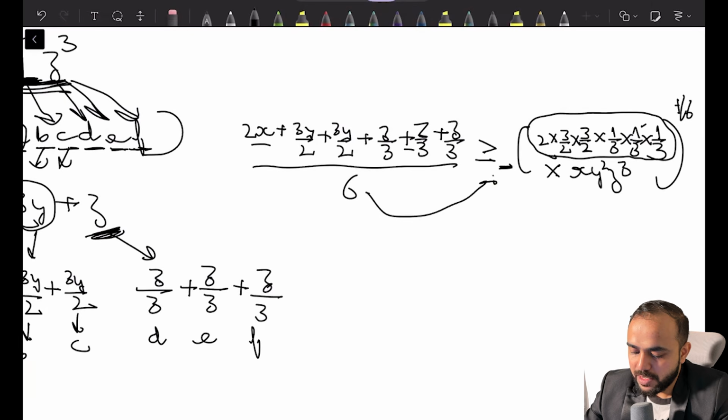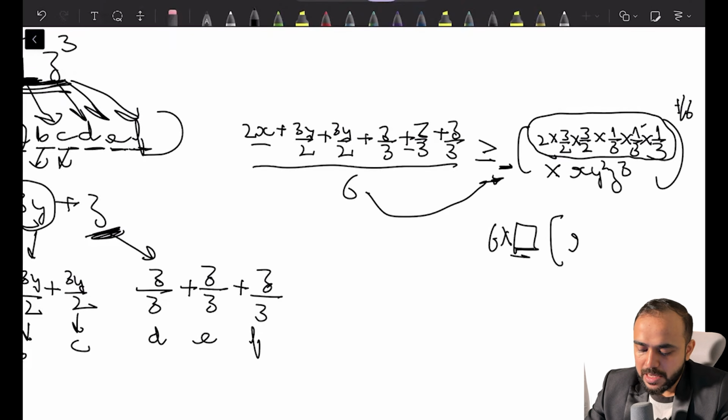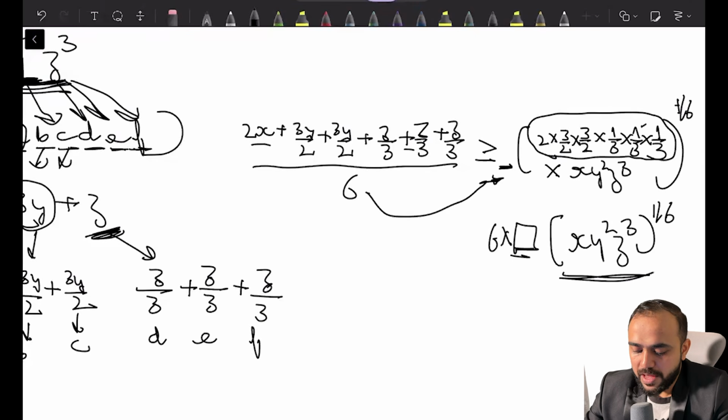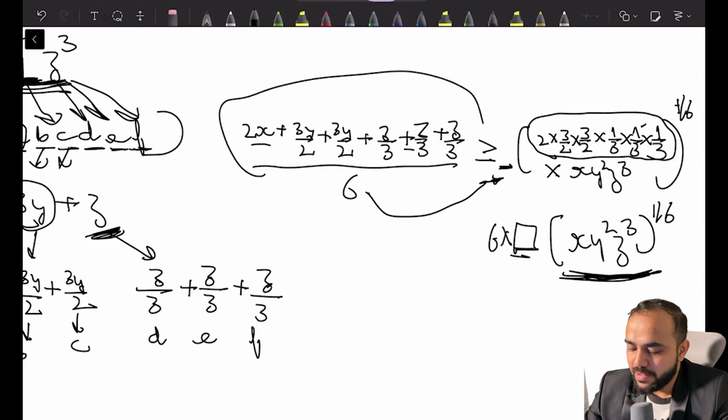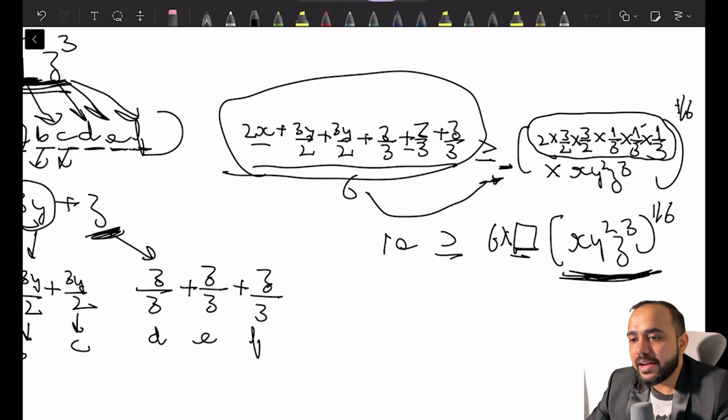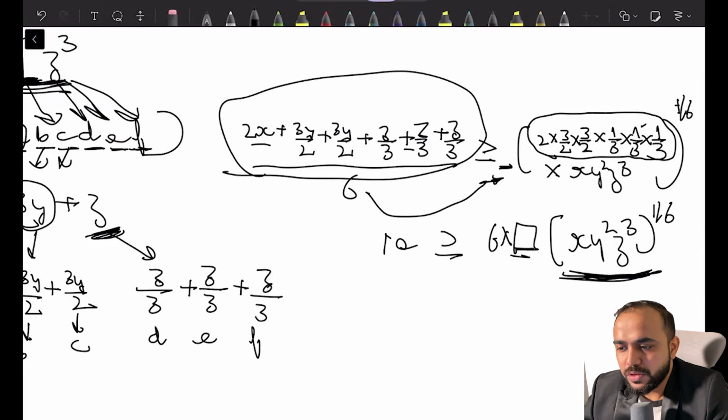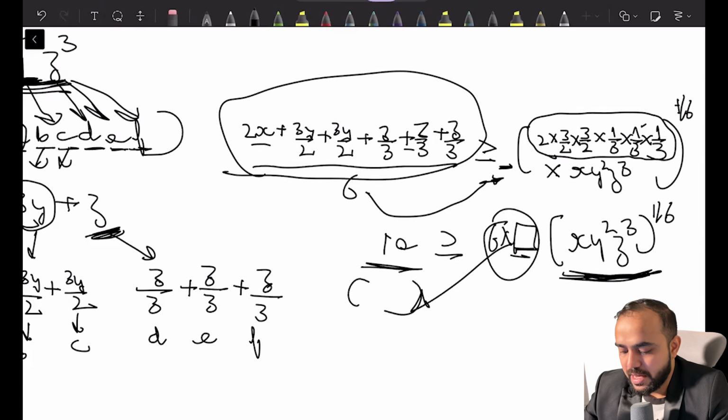This 6 will come here, so this becomes 6 into whatever this value is, that's a constant number. Then you get xy square z cube raised to the power 1 by 6. This is what I wanted to find. And what do you have here? This is still 10, right? I just wrote that 10 in a different way. However, the value is still 10. So now you only have to bring this entire thing here and raise it to the power 6. You will get your maximum value for xy square z cube.